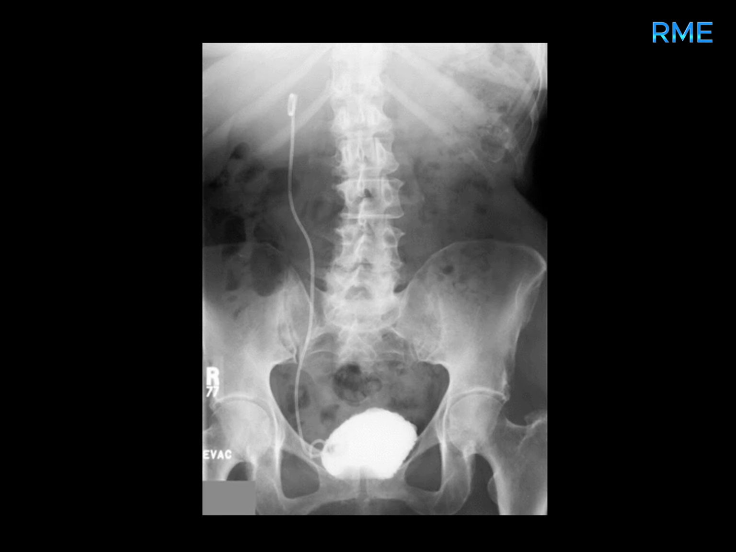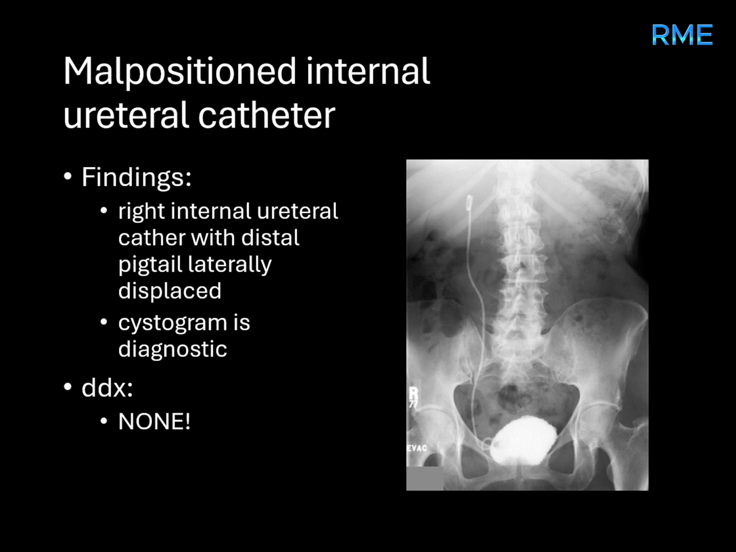On the image, the catheter is supposed to be within the renal pelvis, but instead it's lateral and out of the expected path. There are no differential diagnoses here. It's an Ant Mini. A cystogram is diagnostic in this case. The next step in radiological management would be to confirm the malposition with a cystogram and reposition the catheter correctly. Let's move to the next case.